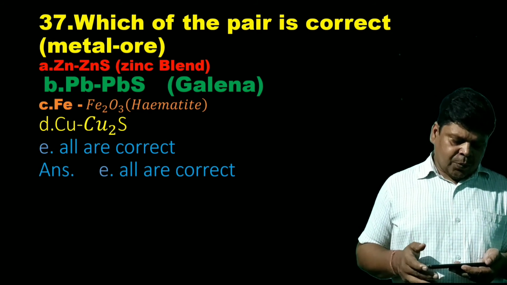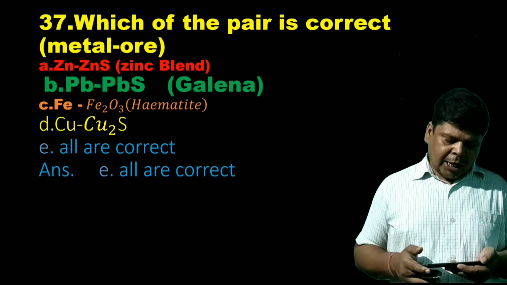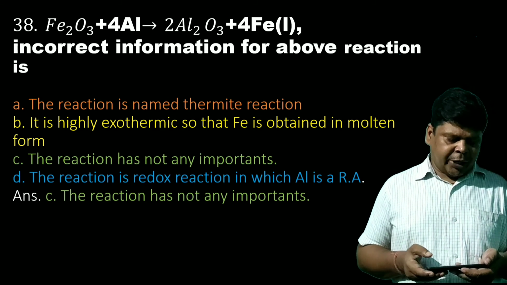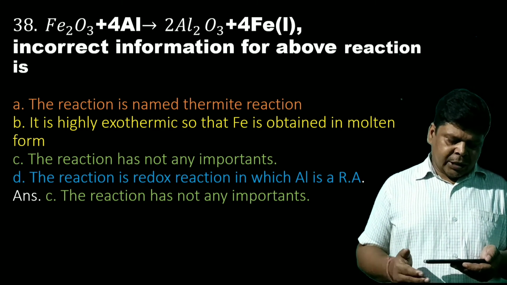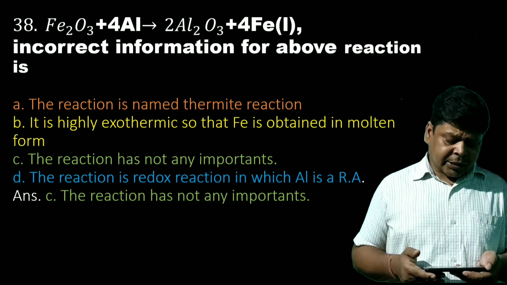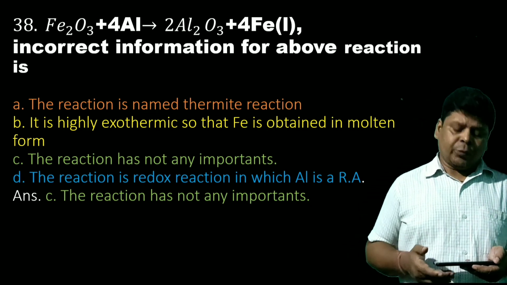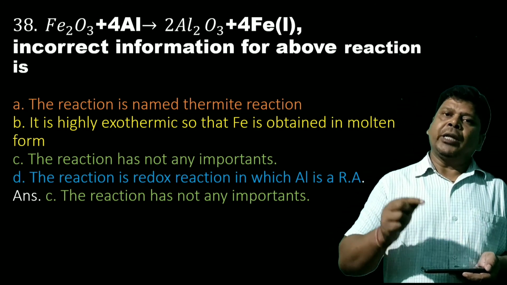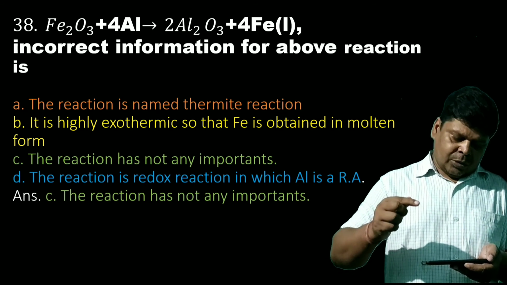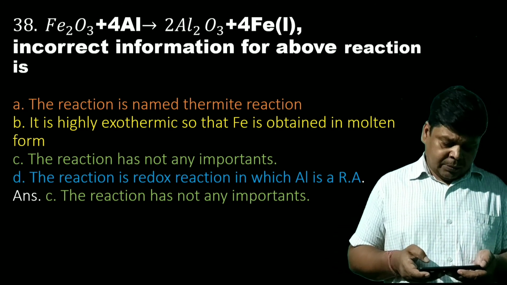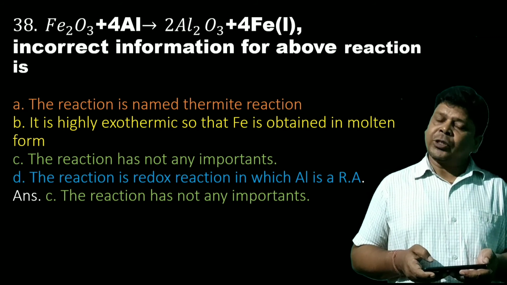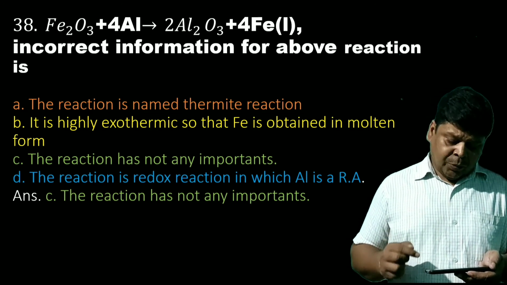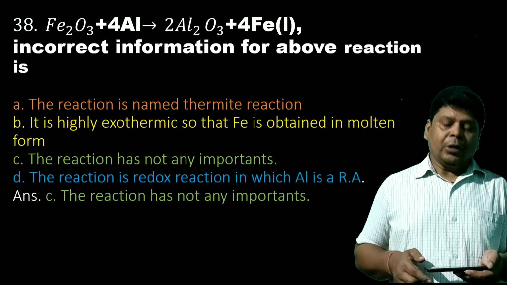Fe2O3 plus aluminium forms aluminium oxide plus iron. Incorrect information for the above reaction is: the reaction is named thermite reaction. This is correct because during the reaction a lot of heat is produced, and due to heat it is called thermite reaction. It is highly exothermic, and it is so highly exothermic that iron is obtained in molten form. This is also correct.